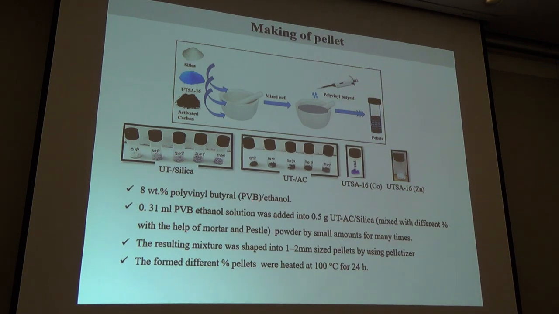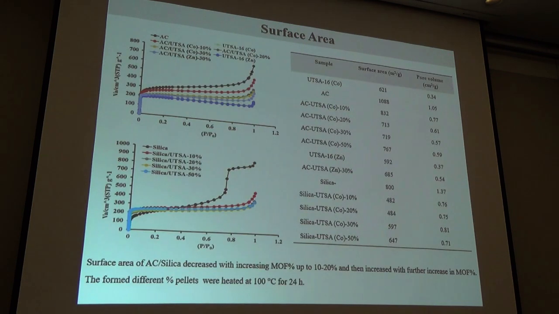With the help of PVB as a binder, we made pellets by using a hand pelletizer. As you see here, the AC has a high surface area. Once we start adding the percentage of MOF, the surface area slightly decreased up to 30%, but then it increased again, though not more than the starting material. Also, silica has a higher surface area as compared to the parent MOF. Once we start increasing the percentage of MOF, the surface area slightly decreased, but later it increased. So this is all about surface area and pore volume after addition of MOF.